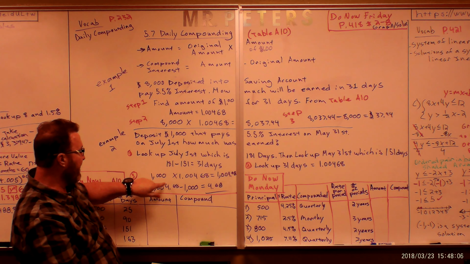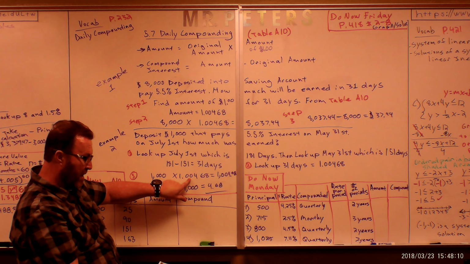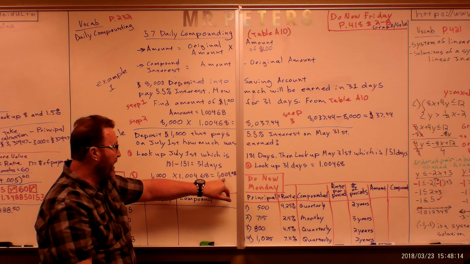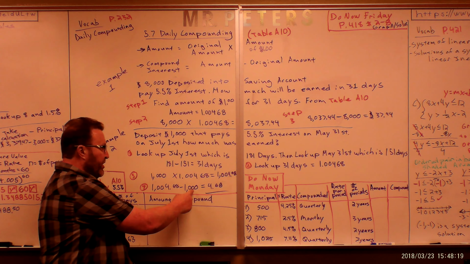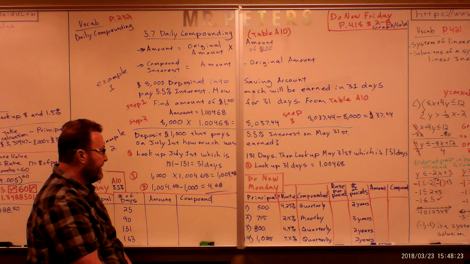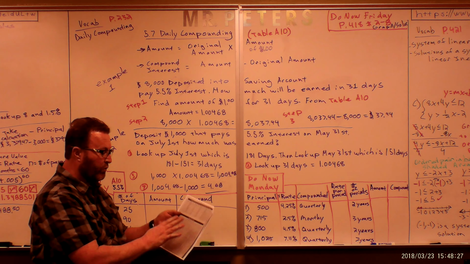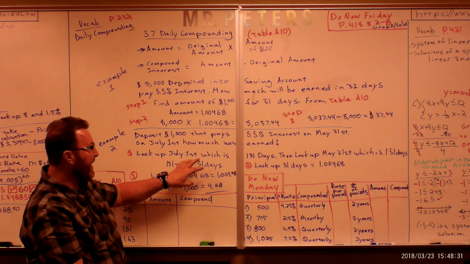So the $1,000 they invested multiplied by the table factor that's on A10 of your handout, and we multiply it, and we get $1,004.68. So now we just subtract 1,000 from the amount that we got, and it's $4.68. So pretty straightforward, not too difficult. Really, the table is doing everything for you. You have to figure out the days.